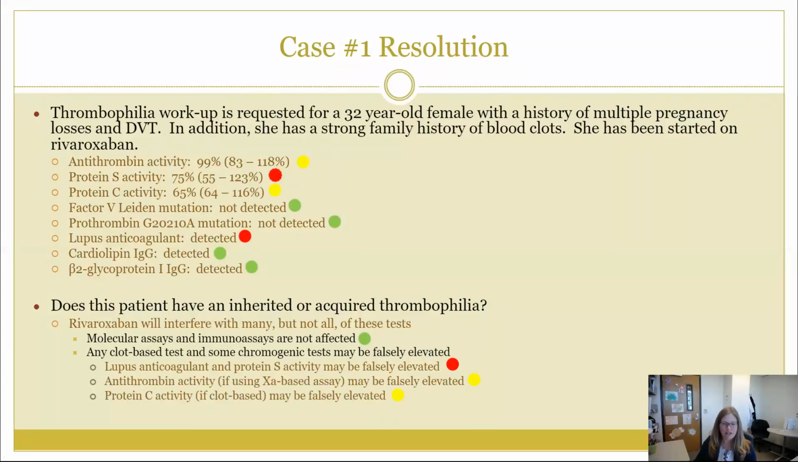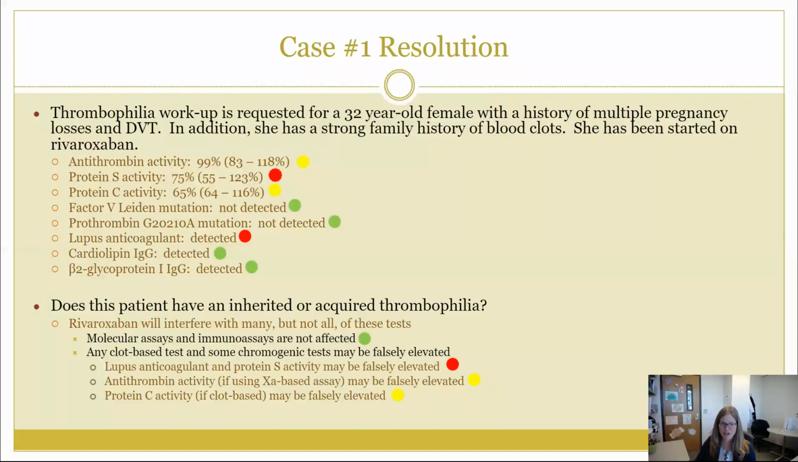The other assays relying on either chromogenic or clot-based principles kind of depend. That's why they're shown in yellow here. For antithrombin activity, whether or not the result is reliable in the presence of rivaroxaban depends on the exact chromogenic methodology of the assay. In our lab, we use a chromogenic 10A-based assay, which would be affected by rivaroxaban. But not all labs might. Other labs might use a different methodology. So it's important to know that.